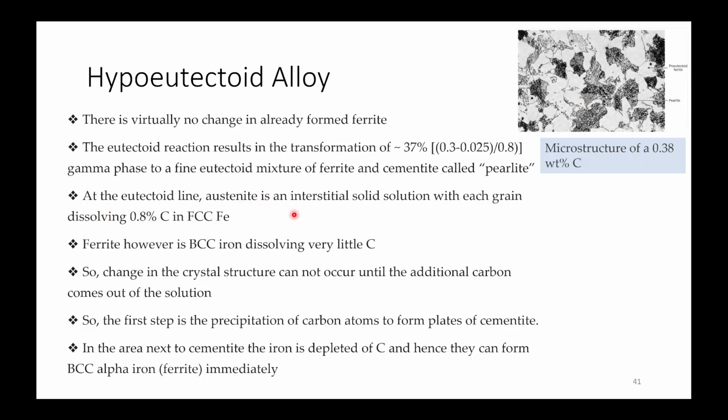Now at the eutectoid line, your austenite is an interstitial solid solution with each grain dissolving 0.8% of carbon in FCC iron. Ferrite, however, is BCC iron dissolving very little carbon. So change in the crystal structure cannot occur until the additional carbon comes out of the solution. So the first step is the precipitation of carbon atoms to form plates of cementite. In the area next to cementite, the iron is depleted of carbon, hence it can form BCC alpha iron ferrite immediately.